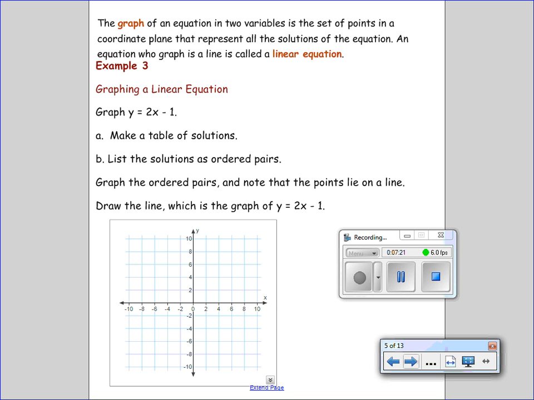Now, they have already given us the function. This is the function right here, and it says graph y is equal to 2x minus 1. So let's set up our table. And for teaching purposes right now, I'm going to use this set of numbers. Now, in order to determine, I can plug in what my x is, and then that will help me determine what my y is. I chose those numbers because they're easier to compute.